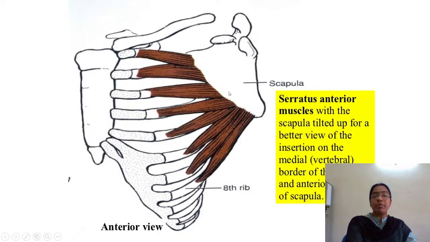So this is the insertion. Do remember 8 digitations. It is coming from 8 ribs. So 8 digitations are present. You have to remember that. The first digitation to the superior angle. Second and third along with sometimes fourth to the medial border. The rest 4 are inserted to the inferior angle of the scapula. So that is the insertion of the serratus anterior muscle.